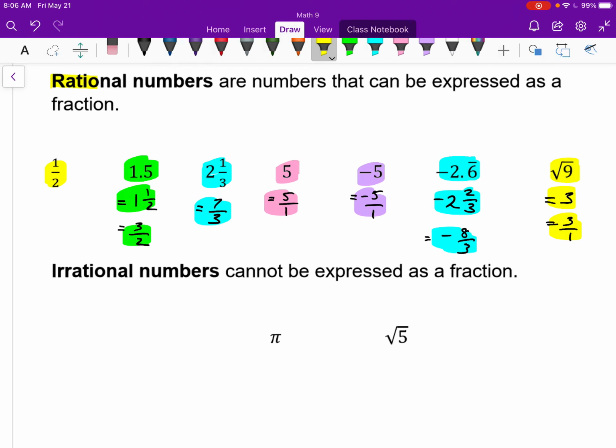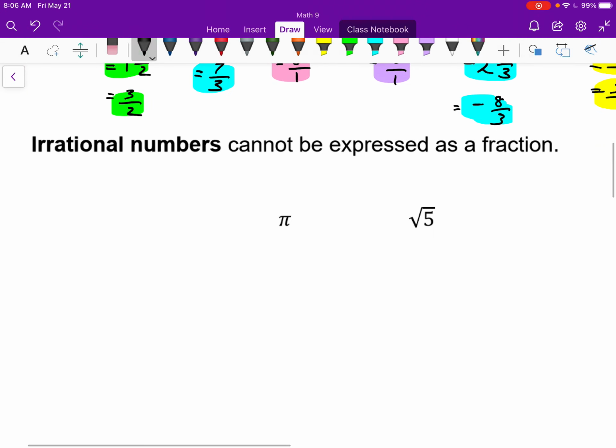Irrational numbers are numbers that cannot be expressed as a fraction. And here are 2 examples, pi and the square root of 5. Pi is approximately 3.14, but I don't care how many decimals you memorize it to, it's not exactly that. And there is no fraction that is exactly the same as pi. It's approximately the same as 22 over 7, but it's not exactly the same. So you can approximate pi with a rational number, but there's no way you can write pi exactly as a fraction of one number over another.